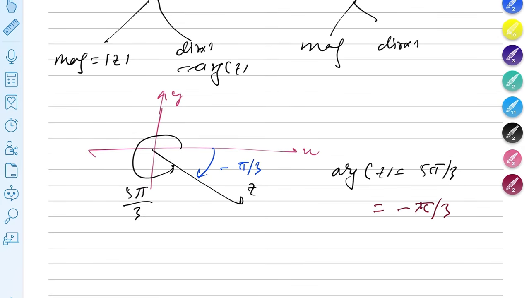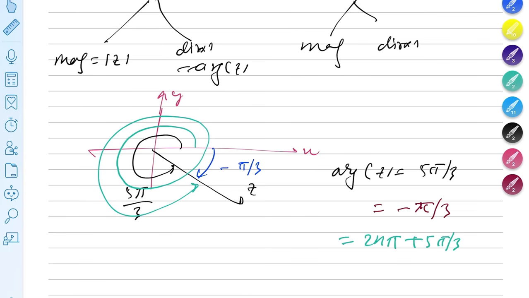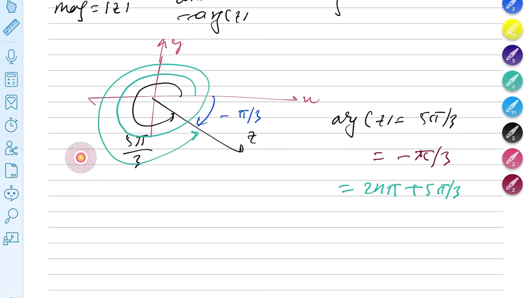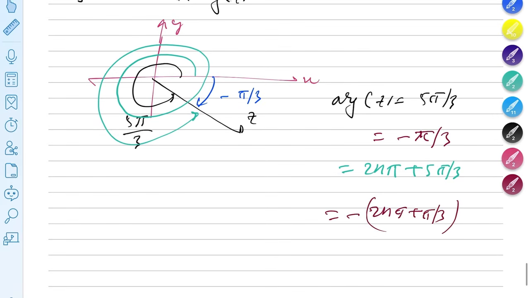In fact, we can also say that it goes around like this and this also. So the argument of z in general can be written as 2n pi plus 5 pi by 3. And in the same way we can measure in the clockwise sense. In this case it will be minus 2n pi plus pi by 3, but since it is the clockwise sense, we'll have a negative here. So there are infinite arguments possible. The important thing is argument can have infinite values.